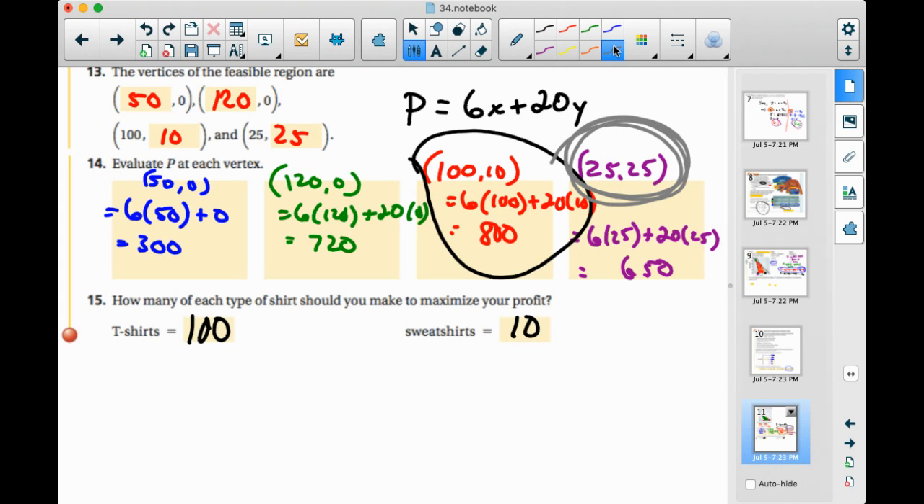Well, it might make sense in some context, but not to maximize your profit. All right, so it doesn't make sense to do 25 of each if we want to make the most money. If we do that, we'll only make $650. All right, if we do 100 t-shirts and 10 sweatshirts, we sell out and will make $800.